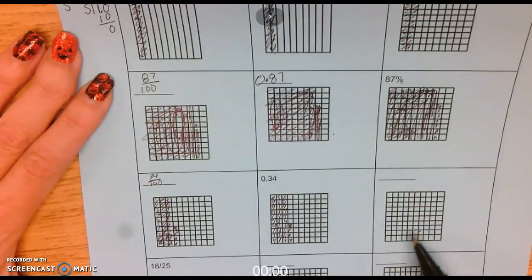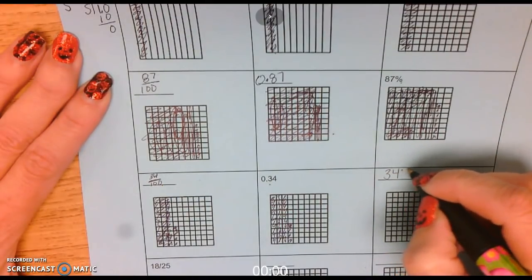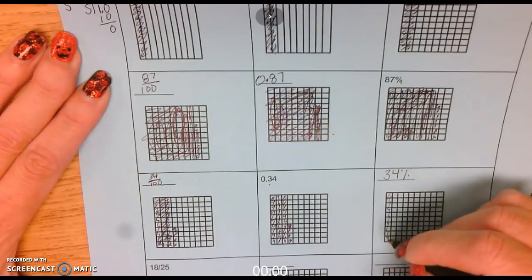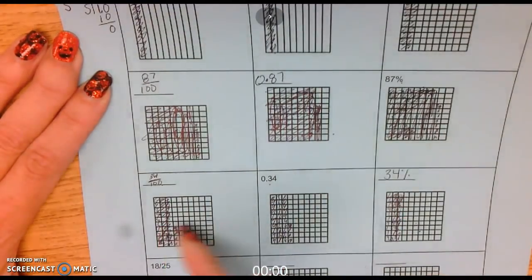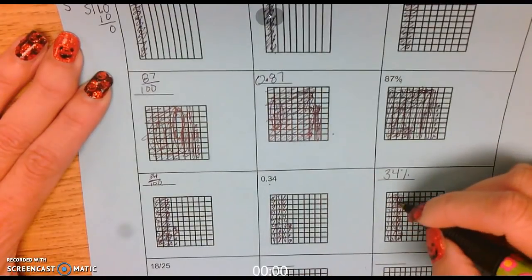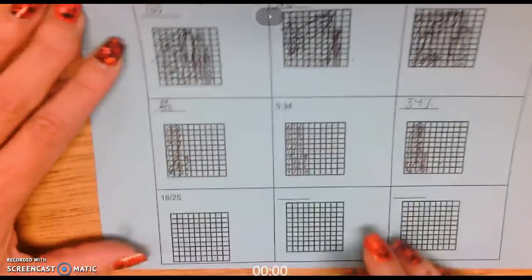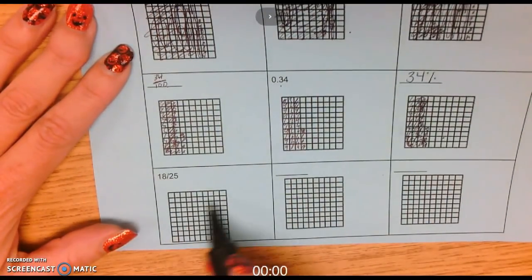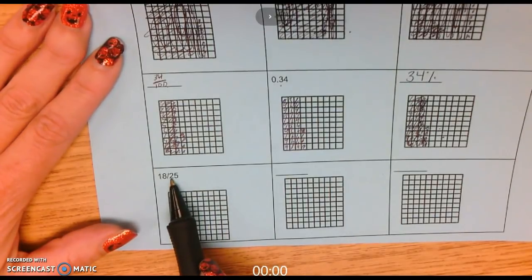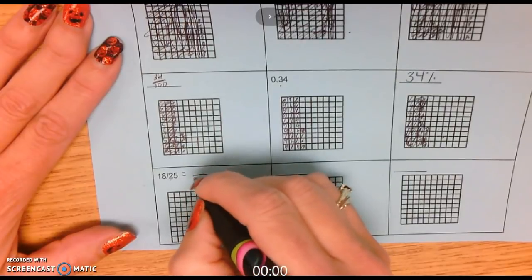And then to get our percents, we want percents to be out of 100. So 34 out of 100 means 34%. That makes sense because it's less than half, so that makes sense that it's less than 50%. And then down here we have 18/25, but I see hundredths here. I can't take 25 to 10 very easily, so I'm going to make it out of 100.